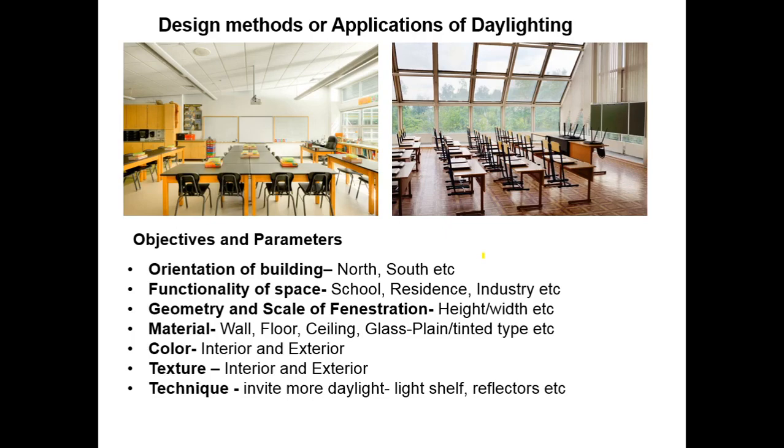And of course we have the outcome because of the objectives. When you have these objectives and provide the design, the outcomes will be better. Then the functionality of the space, whether it's a school, residence, etc. According to the functionality of the space, the design methods and applications may differ. According to the geometry and scale of fenestration, the design methods may differ. Material plays a vital role, and because of the material there's a lot of reflectance. Color plays a vital role, texture plays a vital role. Then after all these elements, techniques such as skylights, clerestories, etc. play a vital role to bring in a lot of daylight.